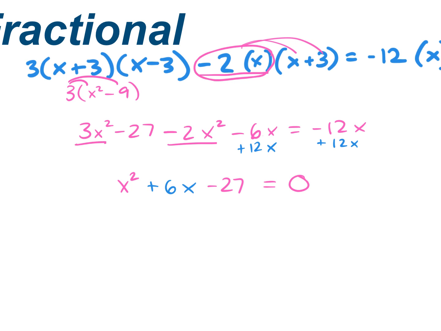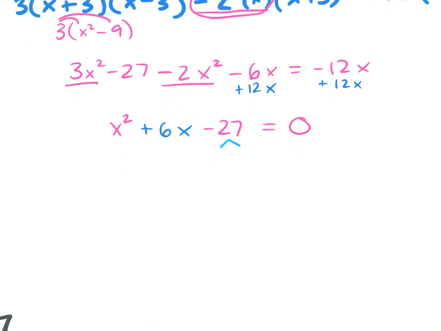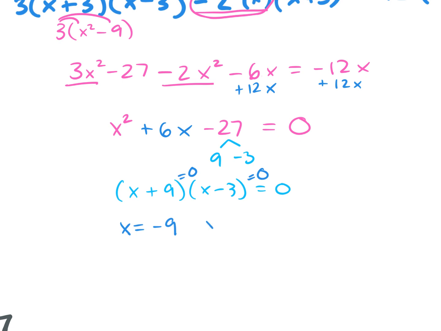What do you think I'm going to have to do next to solve? Factor. Our leading coefficient's 1, so we can just check what are two factors of negative 27 that add to 6? 9 and negative 3. Perfect. So this factors into x plus 9 and x minus 3. We're still solving, so it's equal to 0. I'm going to set each piece equal to 0. So I get x equals what? Negative 9. Negative 9 and 3.